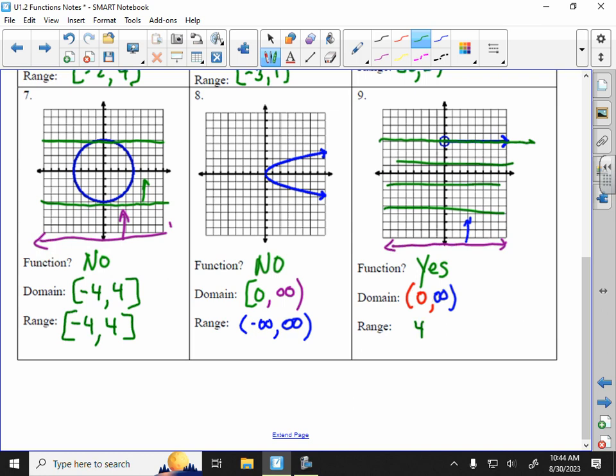Right, and then as soon as I pass 4. Okay, it doesn't hit anymore. So there's only one number part of the range, and that's at 4. And then we use a bracket on this when there's only one number. Okay, because 4 is the only number that actually works. All right, and so that's how you do domain and range, and then determine if it's a function or not.